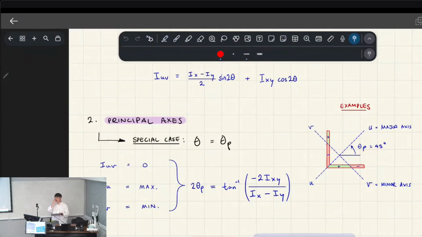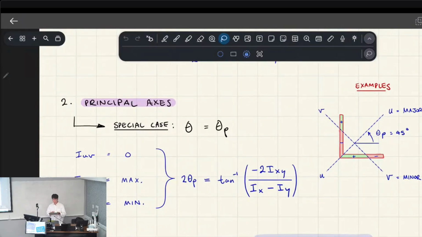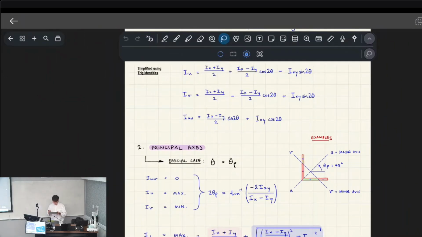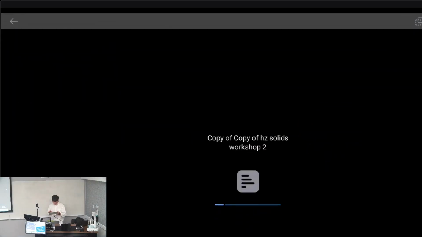This isn't too uncommon of a question in a workshop. It might say, how many degrees do you have to rotate your shape, in what direction, clockwise or counterclockwise, before we get to the principal axis. And to solve that, you do use this equation. I want to point that out because I don't think I pointed that out last time.